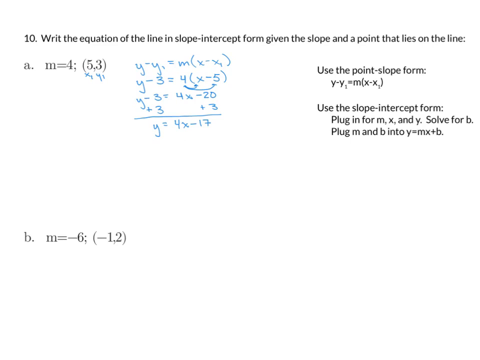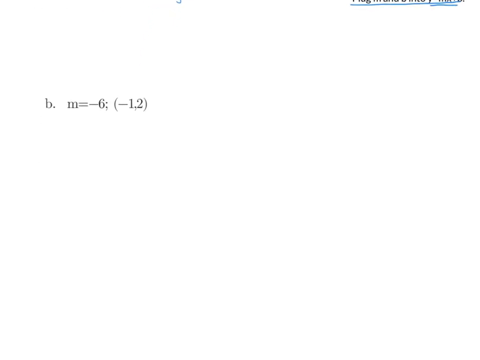Now this is a 2-step process. Once we have b, we do need to go back and plug in the information back into our slope-intercept form. Let's do that for b. So we have our formula that if you only know one of them, this is the one to know. So I'm going to plug in for m, x, and y.